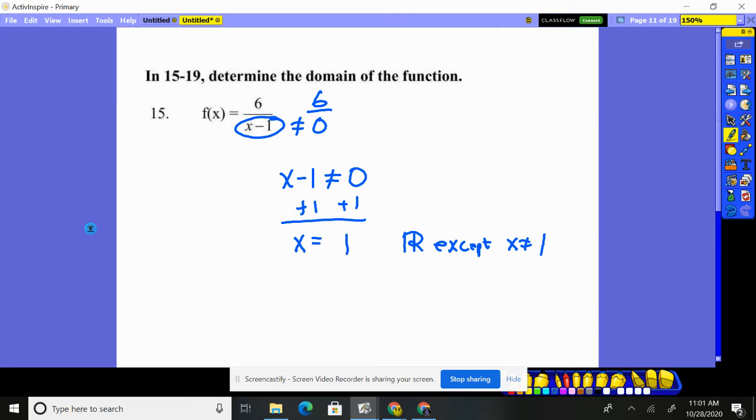So our answer for the domain is, hey, it's all real numbers except x can't be a 1. Everybody else can work. 1.5 can work. 2 million can work. Pi can work. Just everybody can come to that party except 1. 1 is not allowed. So that's how we do it when it's a fraction.